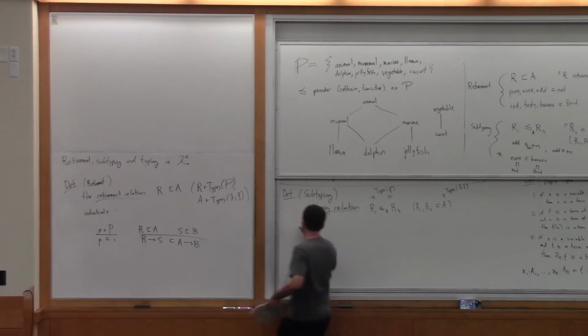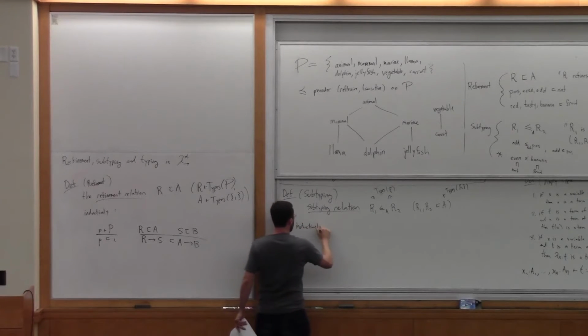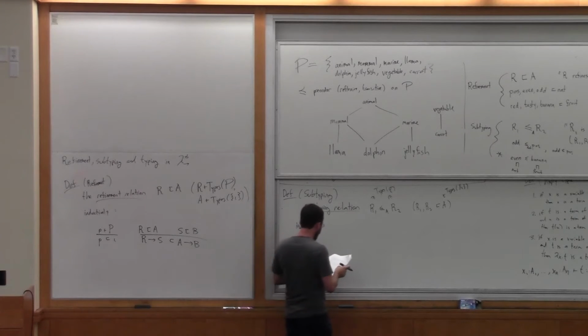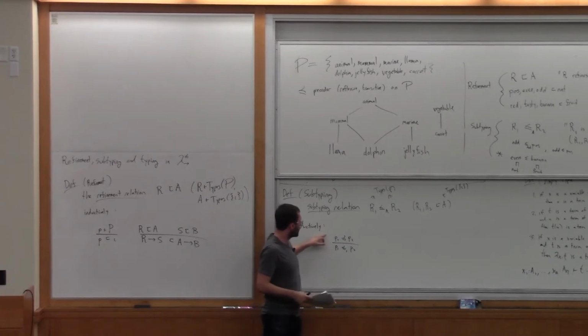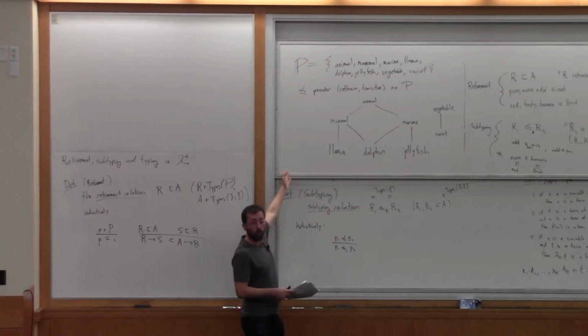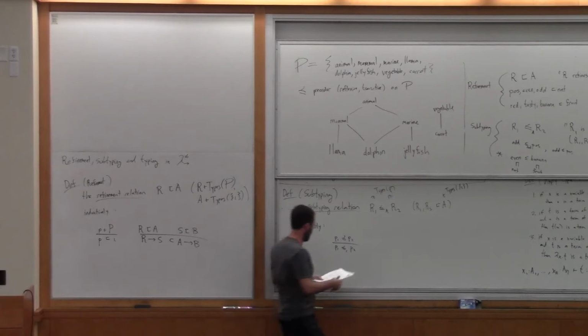So we're going to define it inductively again. And again, there's going to be a case for atoms, and there's going to be a case for function types. So we define P1 is a subtype of P2 at iota. These are atoms. Well, just if P1 is less than or equal to P2 in this partial order that we've taken as an assumption.